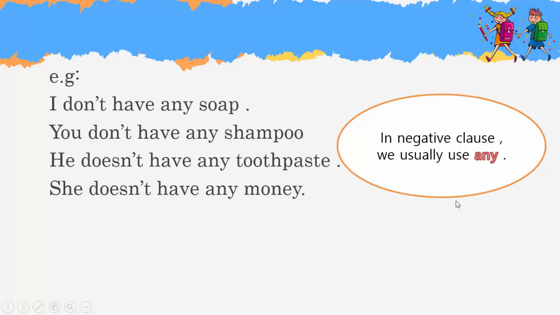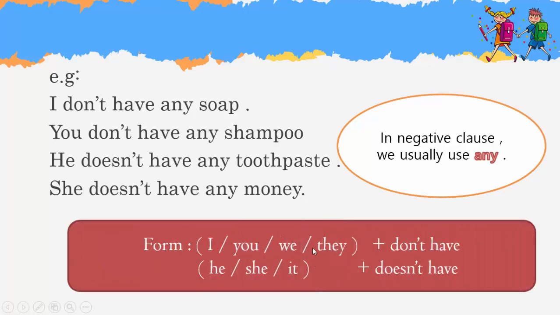Again, we use any with a negative clause or negative sentence. Look at the form of negative have or has. I don't have. You don't have. We don't have, and they don't have. And the negative form of has: he doesn't have, she doesn't have, and it doesn't have.